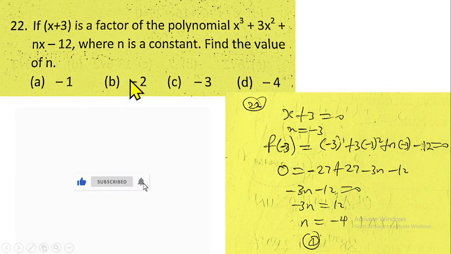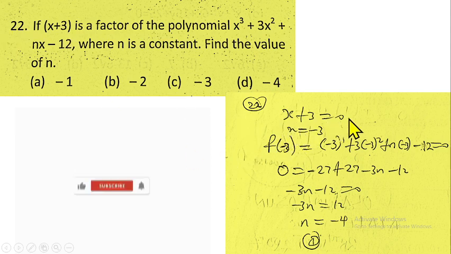Question number 22. If s plus 3 is a factor of this polynomial s cubed plus 3s squared plus ns minus 12, where n is a constant, find the value of n. So we are told that this is a factor of this. So what does that literally mean? If this one divides this polynomial, it should give us 0 because this is a factor of this. So therefore, from there you can find the value of n.